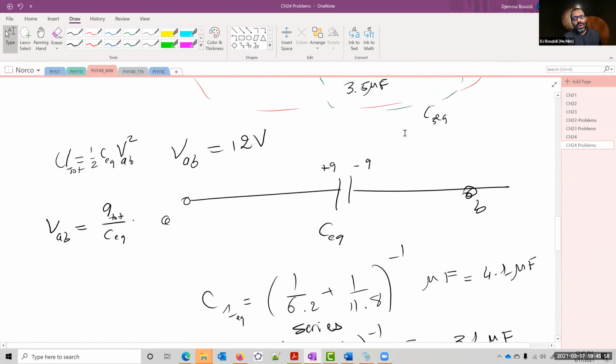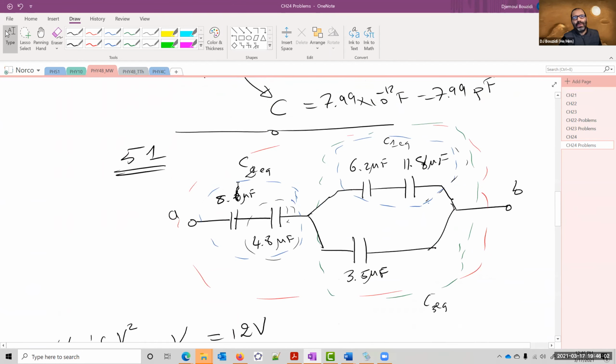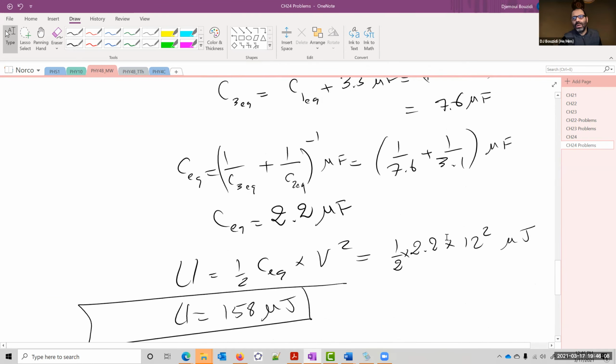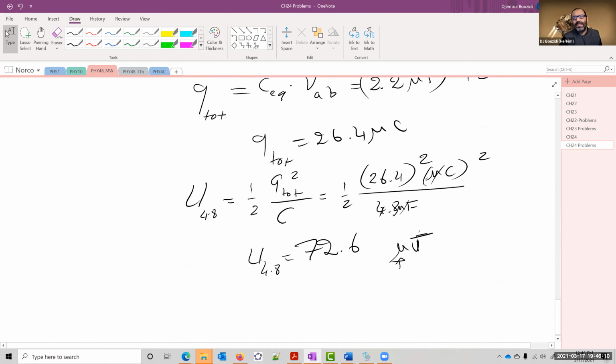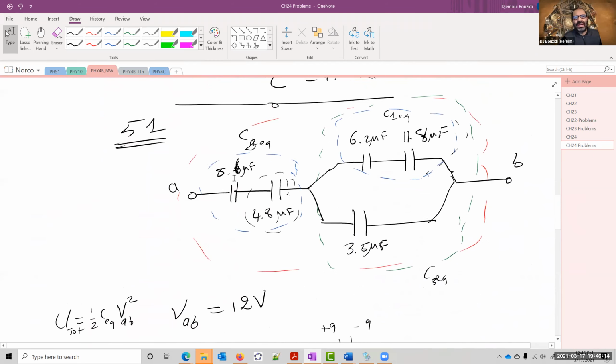You guys understand? So it's easy to find the energy for this 8.6. For the 8.6, it's straightforward. All you have to do is take that 26.4 microcoulomb, square it and divide it by 2 times 8.6. That is going to give you the energy stored in this capacitor, okay? Now here, you have to do some honest work to find out the energy.